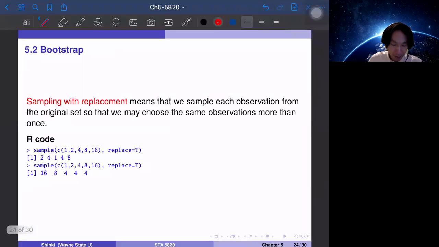Sampling with replacement is this. Suppose that we have 5 observations: 1, 2, 4, 8, 16. What happens when we sample the 5 observations with replacement? One realization is 2, 4, 1, 4, 8. So 4 has been picked twice, and 16 zero times. So we have some randomness in this. And we repeat the same procedure. Next time we get 16, 8, 4, 4, 4. In this way, we can have a randomized sample, and still we have the same number of observations.